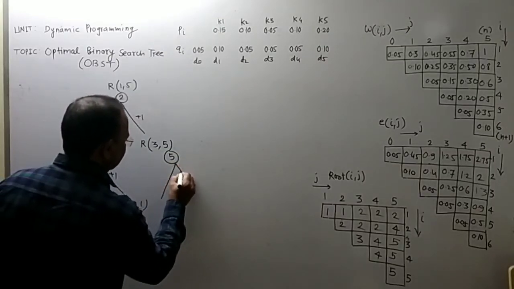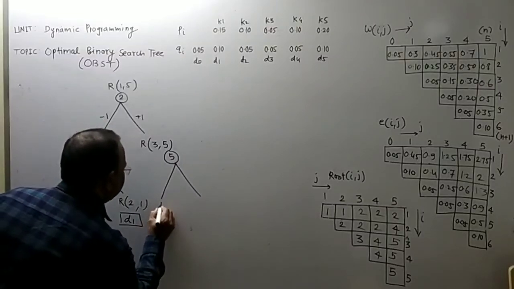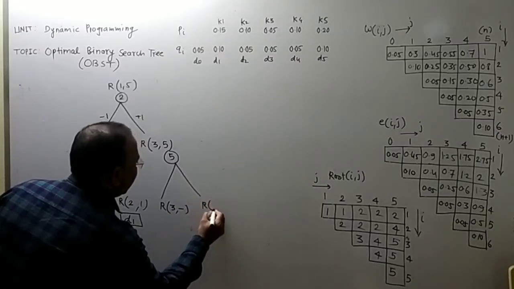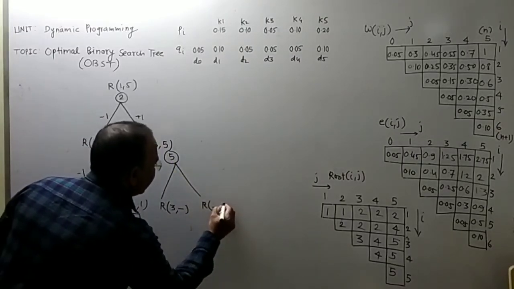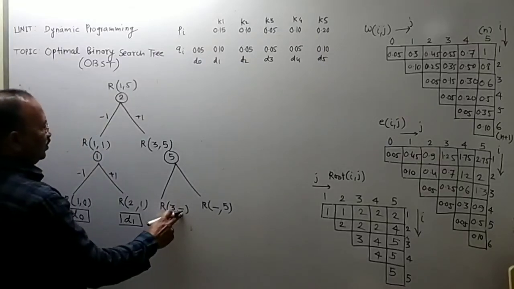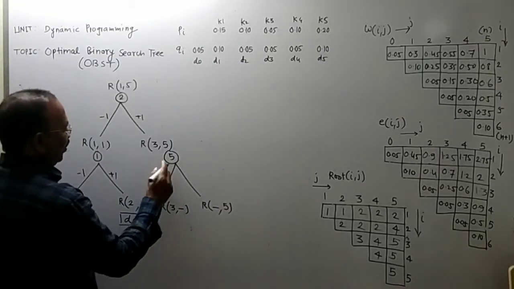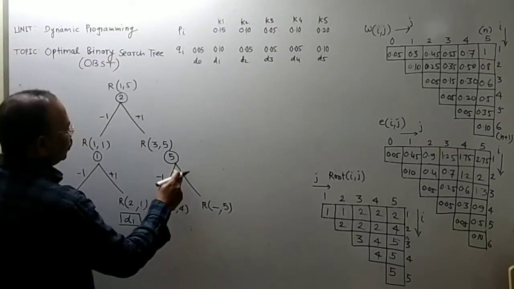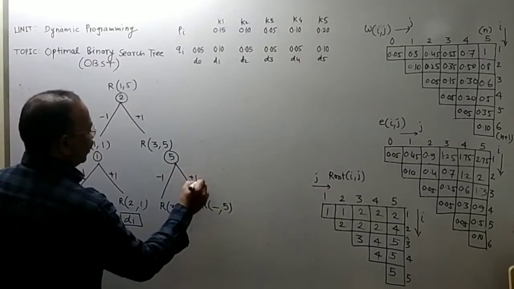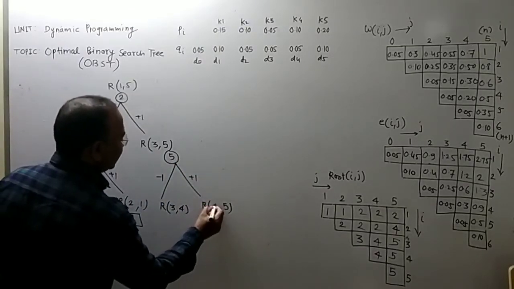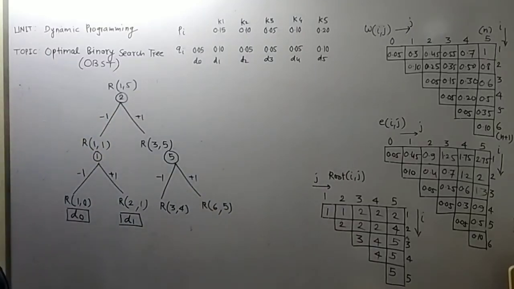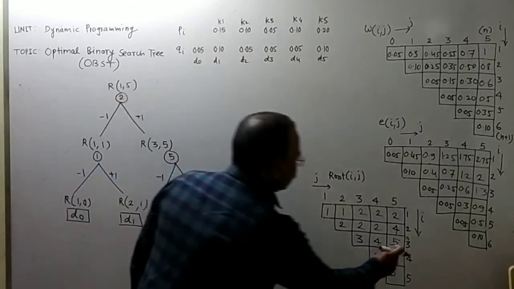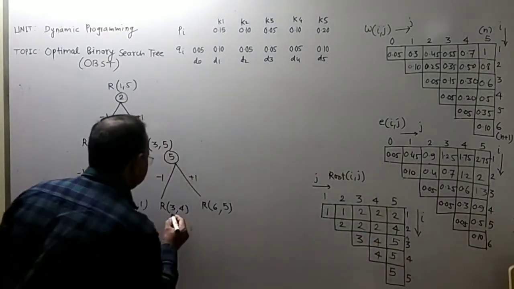Then there will be two children, left and right, which are 3 comma dash and dash comma 5. Now subtract 1 from 5, you will get 4 here. Add 1 to this 5, you will get 6 here. Then find which value is in the 3, 4 cell in the root table. The 3, 4 value is 4.